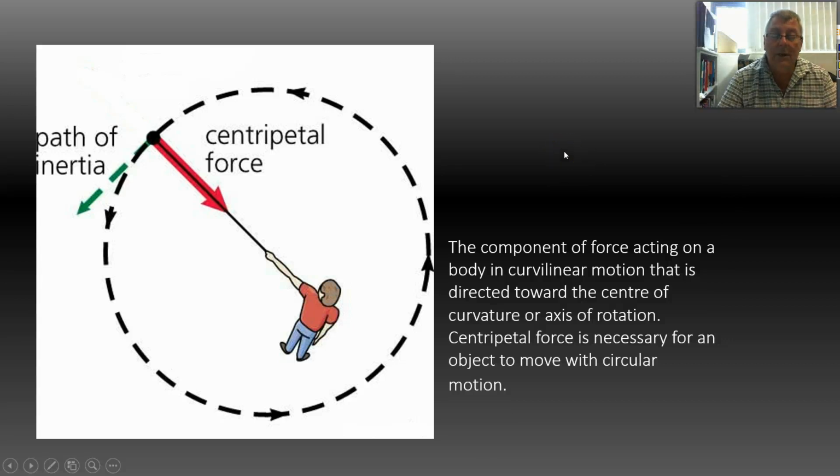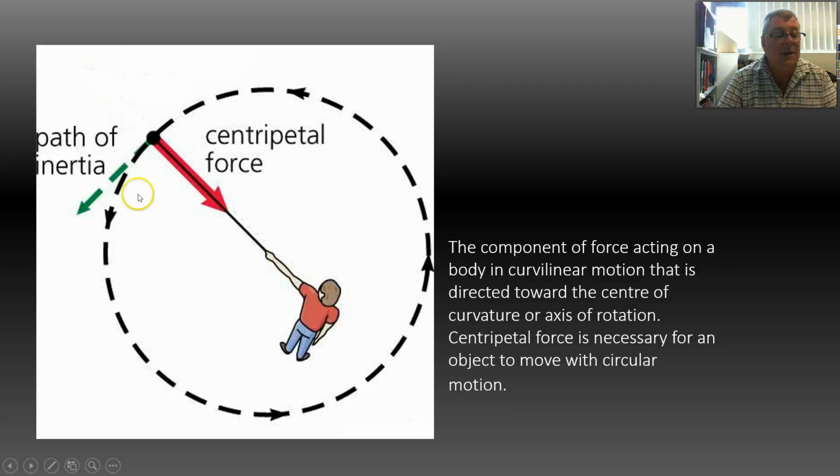A couple of terms first. The first one is centripetal force. The force that causes an object to go in a circle is called the centripetal force, and it always acts towards the center of the circle. Remember that. That's always the case.